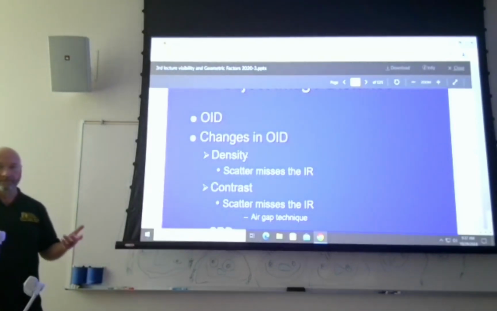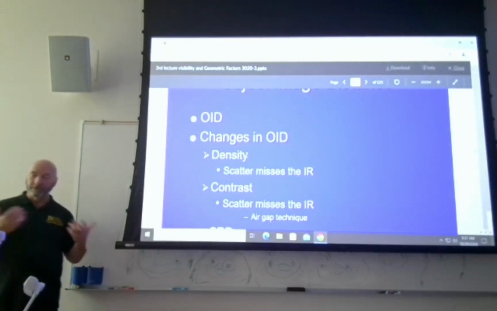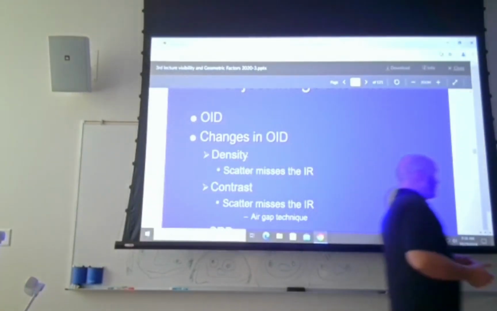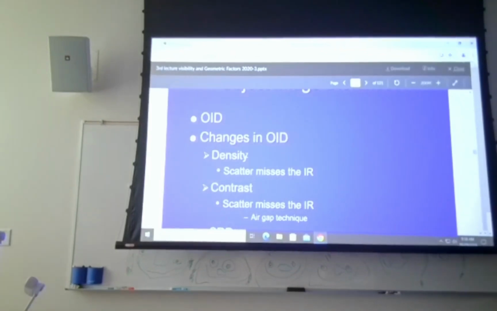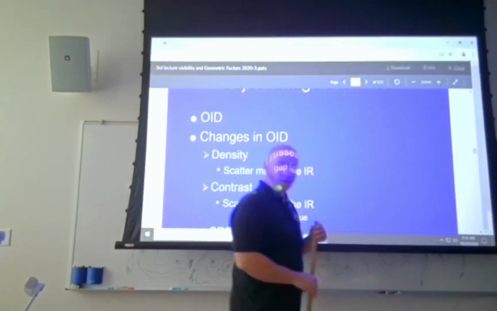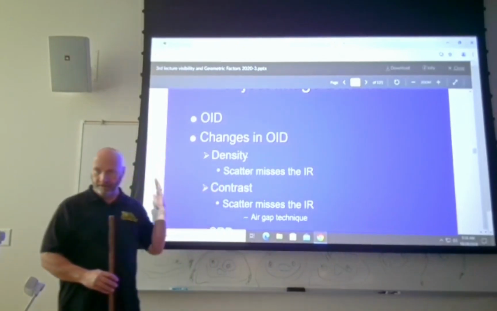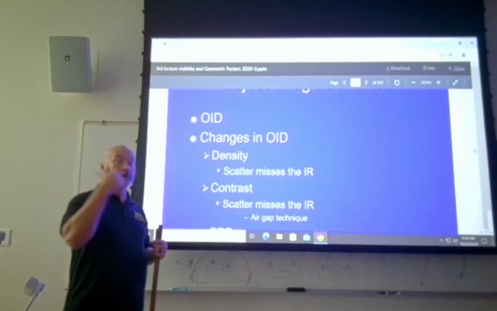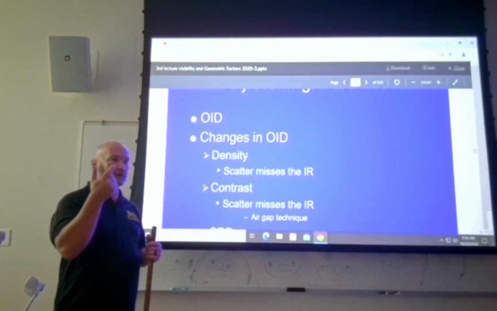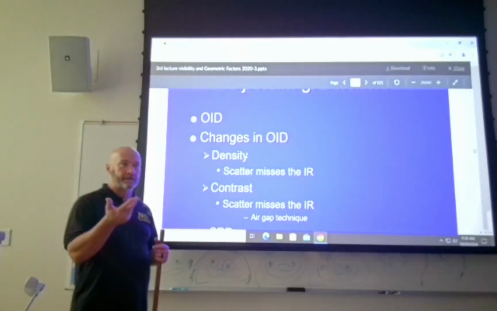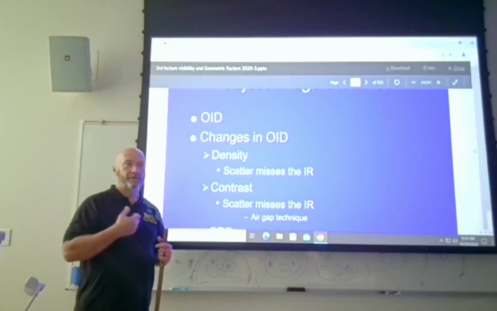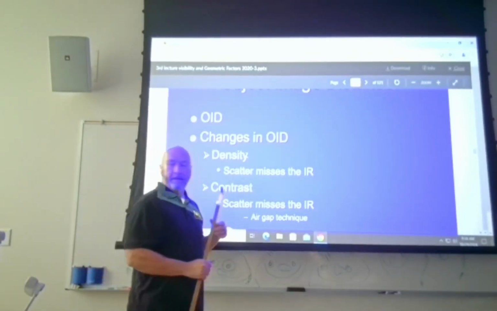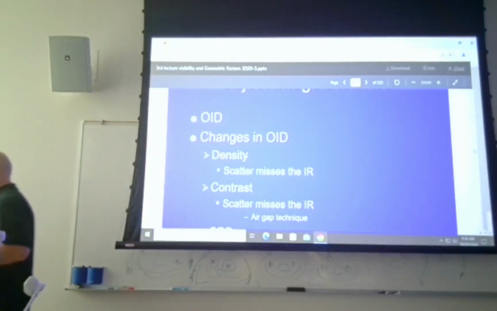So how's the air gap technique work? Most of the time we talk about air gap, we're talking about lateral C-spine, right? So with a lateral C-spine, we have natural increase in OID. So what are our interactions inside the patient? We get penetration without interaction. We get photoelectric absorption, and the third is scatter, right?